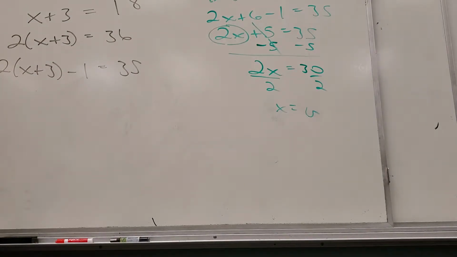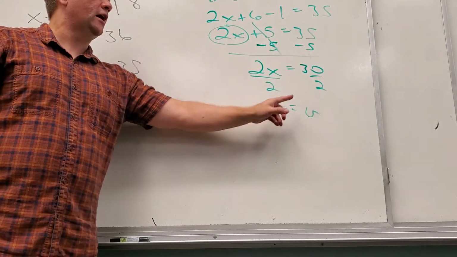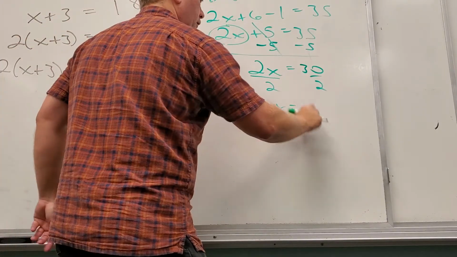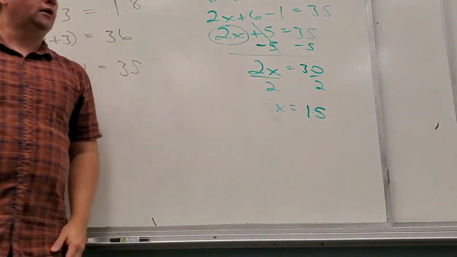Okay, so there's details embedded in there, but the general idea of solving any equation is really the same. Undo what's being done to the x. If I can get x by itself, I know what it equals. Yes?